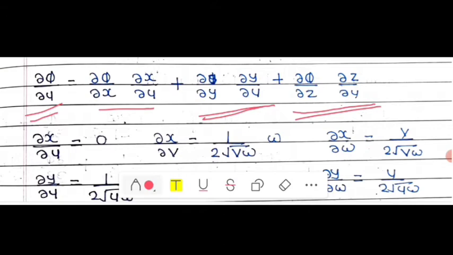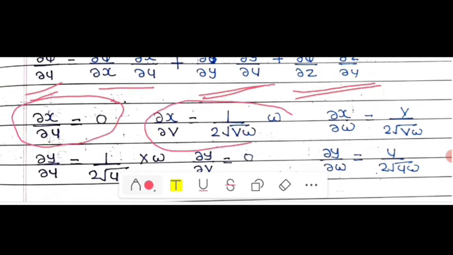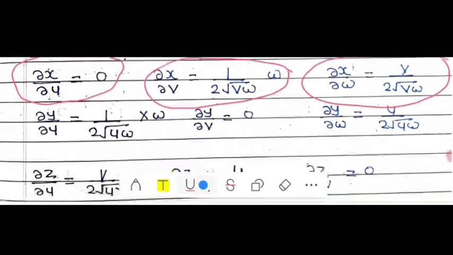So here we substitute the partial derivatives, that is ∂x. From the given things we get the partial derivative of x with respect to u, which is 0, partial derivative of x with respect to v, which is 1 upon 2 root v into w, and the partial derivative of x with respect to w we get v upon 2 root v into w.